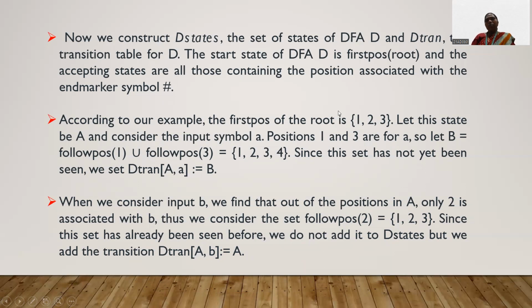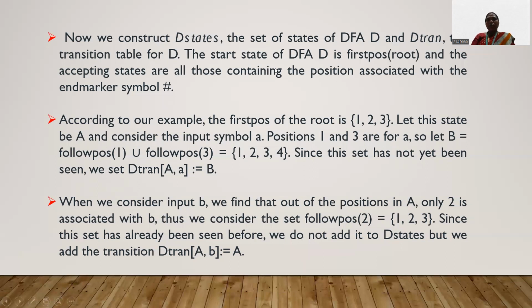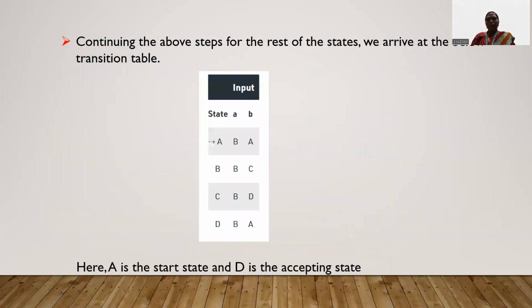So my dear students, be clear. Now here A is the first pose of the root. Right? And then you are supposed to follow the transition for small a and small b. This is not like your NFA to DFA. Here what we do is, whatever is the position letter, that follow pose you are supposed to union. So similarly, you should do for the other states. So you should do for DTran of B comma A, DTran of B comma B.